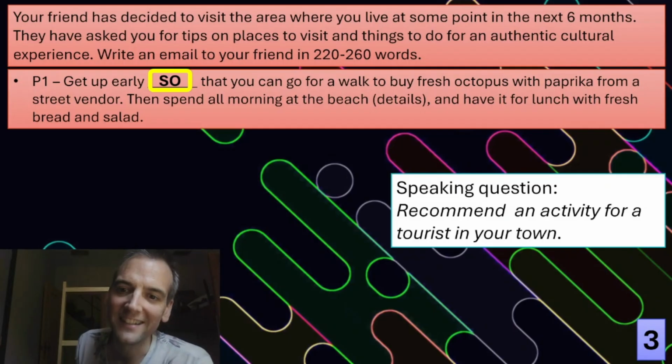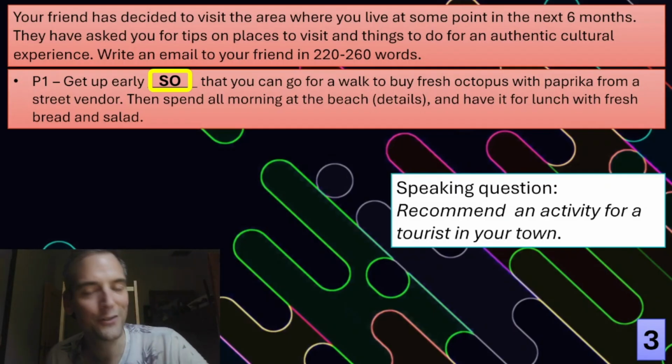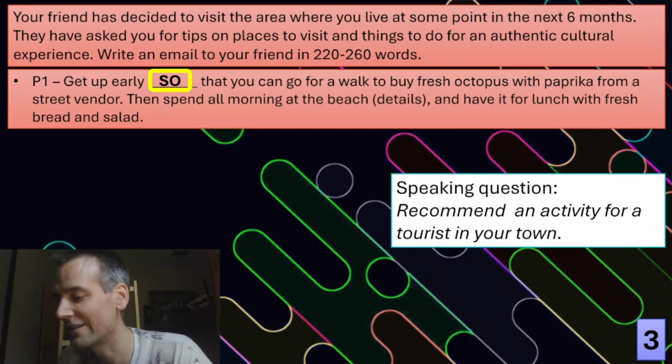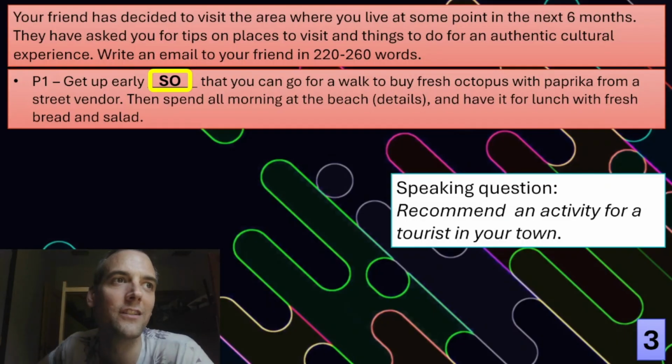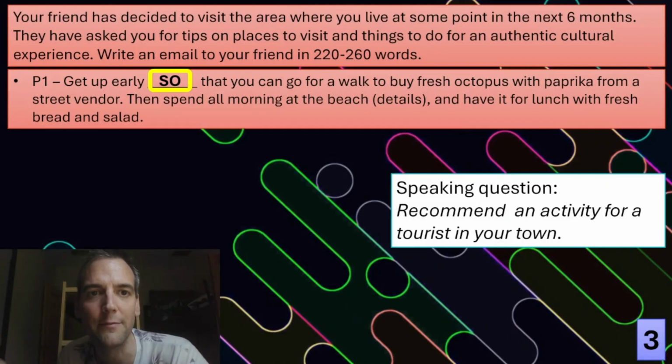So with that in mind, what would you recommend for a tourist in your town? And don't just say, go to the museum, go to the church, go to the park, and then say the name of that park in your local language. No, give me those details. What really makes it interesting? Give me a funny story about the time you went there, and then makes your friend want to emulate that experience. So you get the idea, talking on these common topics.